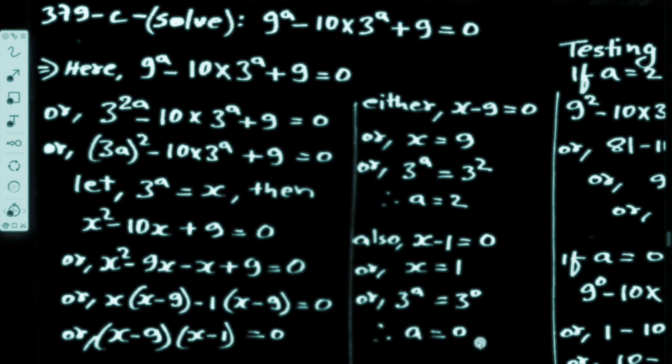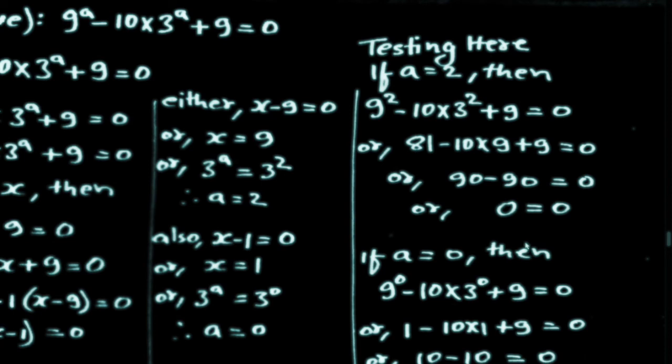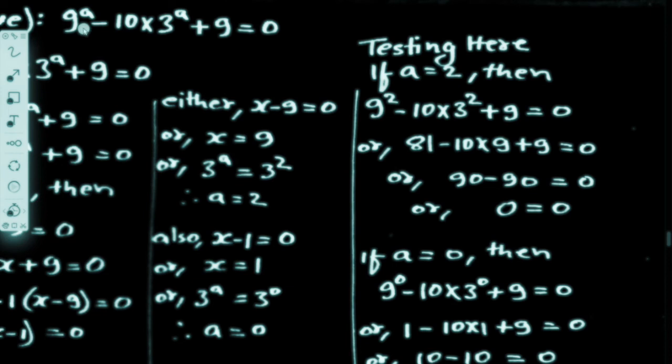Now we have to test our values. Testing should be done to get our right answer. Our given equation is 9^a minus 10 into 3^a plus 9 equals 0. In this equation, we should replace a with 2. If a equals 2, then 9^2 minus 10 into 3^2 plus 9 equals 0. 9 square means 81, minus 10 into 3 square, which is 10 into 9, plus 9 equals 0.